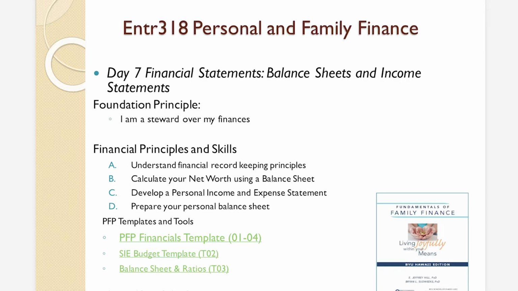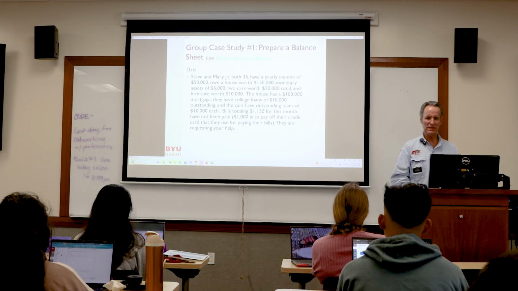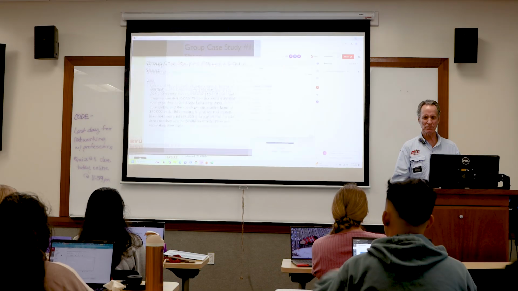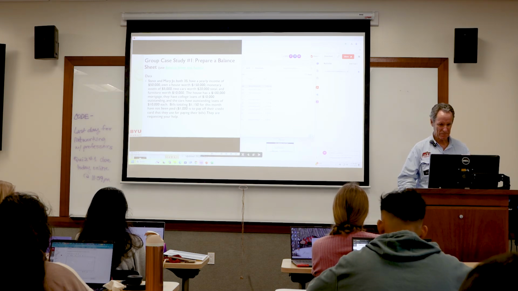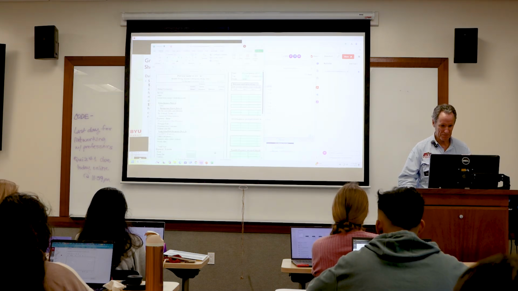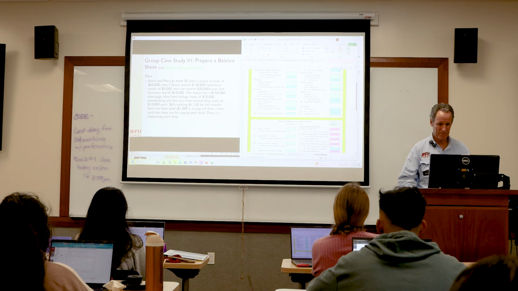So what I'd like you to do is go to the balance sheet and ratios tab and download it. And while we're doing this problem, I'd like you to do your own balance sheet. Well, it's hard for them to do that right now. Yeah, let's do it together. We're going to do it for Steve and Mary Jo first.